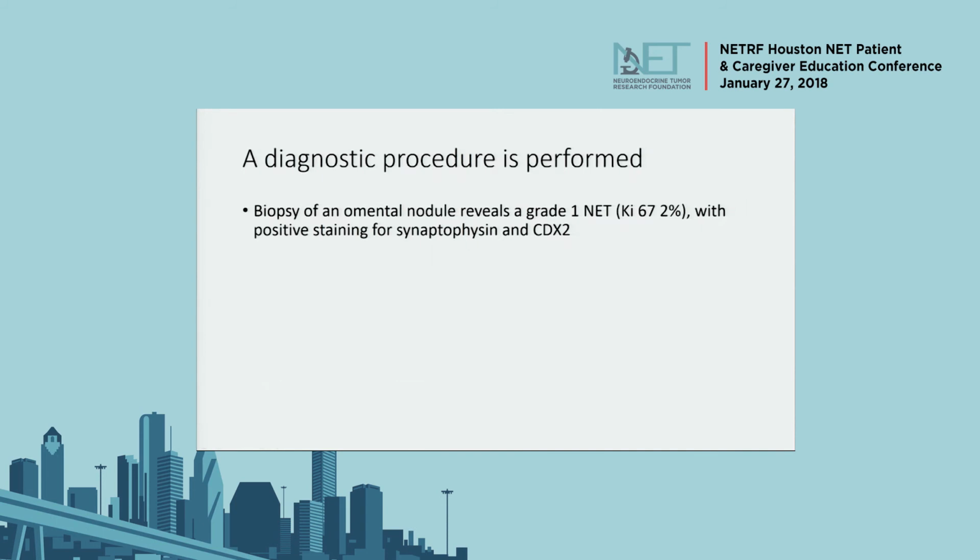So having a difficult time getting to the lymph nodes, a biopsy of one of these omental nodules is performed. It reveals a grade 1 well-differentiated neuroendocrine tumor with a Ki67 of 2%. And again, it stains positive for synaptophysin and CDX2, which is a classic small bowel midgut marker.